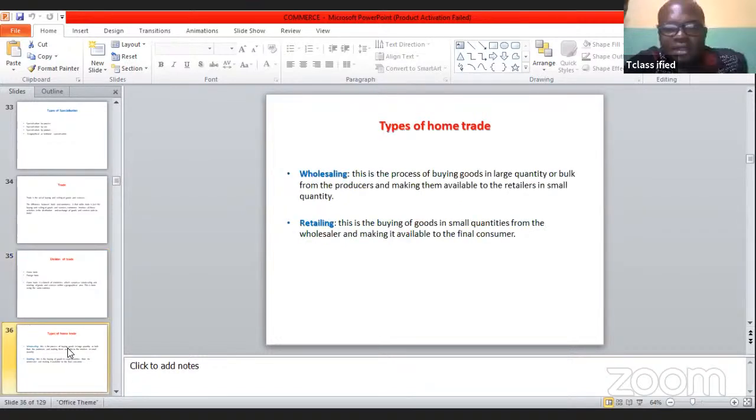Now there are types of home trade. We have what we call wholesaling or retailing. Wholesaling is the process of buying goods in large quantity or bulk from the producer and making them available to the retailers in small quantities. Whereas retailing is the buying of goods in small quantities from the wholesaler and making it available to the final consumer.